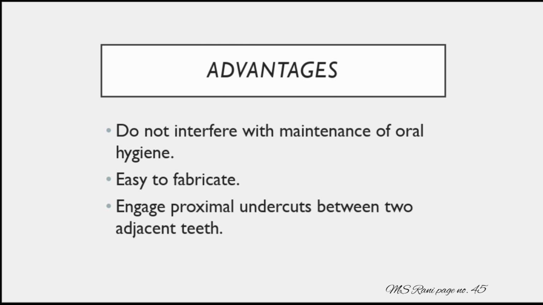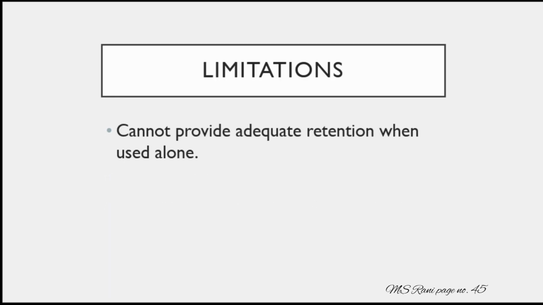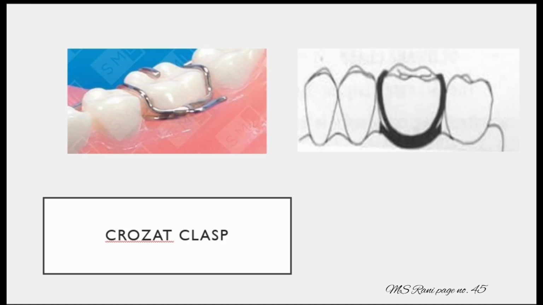First, let's learn about the advantages. It does not interfere with the maintenance of oral hygiene and it is easy to fabricate. It engages the proximal undercut between the two adjacent teeth. Now limitations, it cannot provide adequate retention when used alone. Now let's see the next clasp, that is the crozet clasp. Armamentarium is the same, that is 21 gauge stainless steel wire.